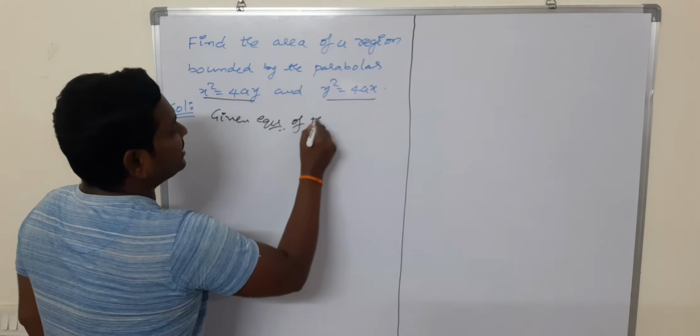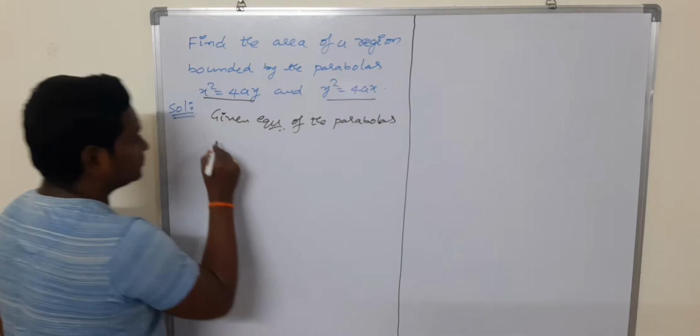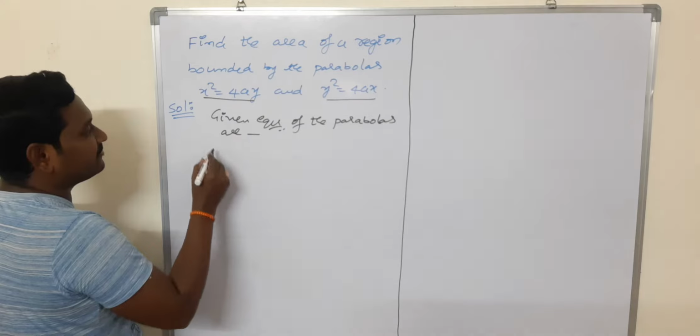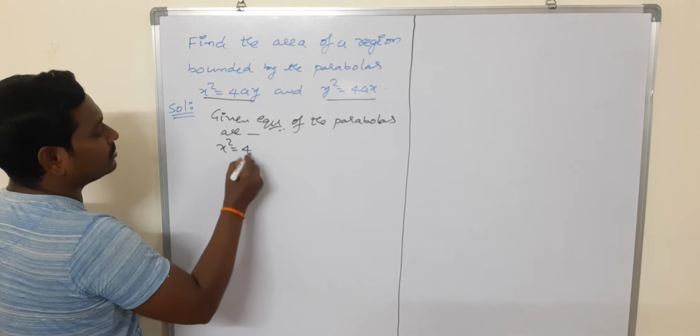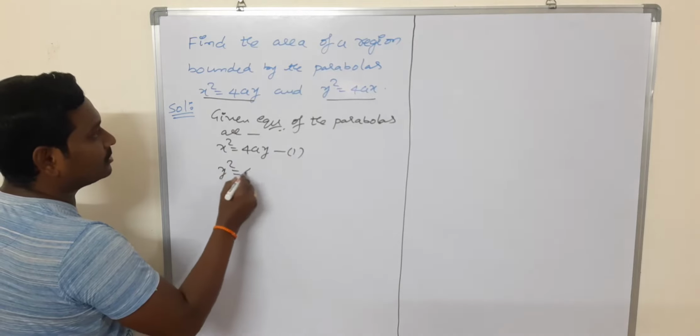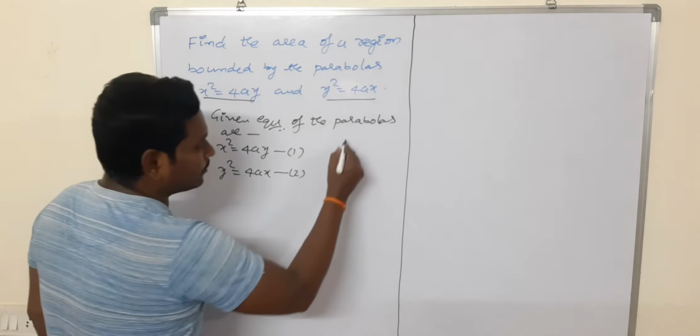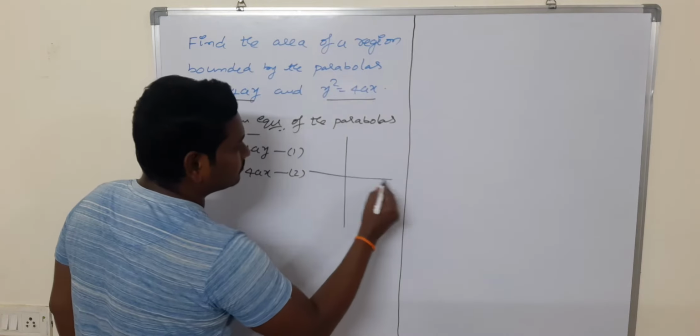Given equations of the parabolas are, first write the given equations. x square is equal to 4ay, take it as equation number 1, and y square is equal to 4ax, take it as equation number 2. Draw the figure here.